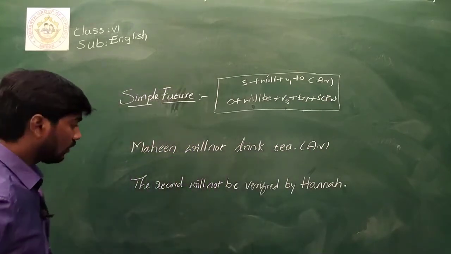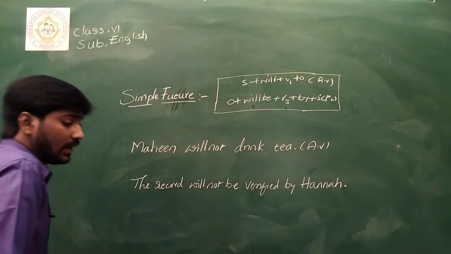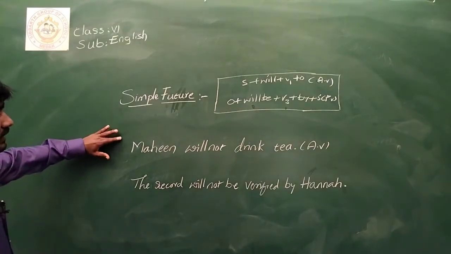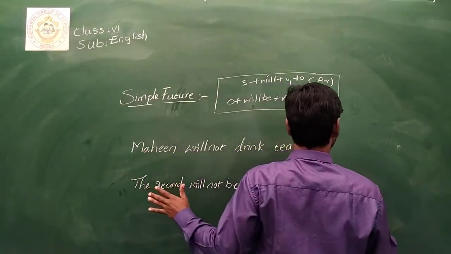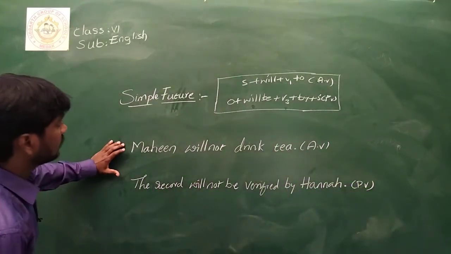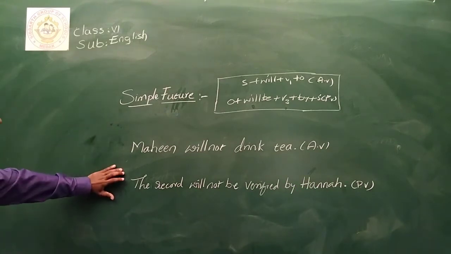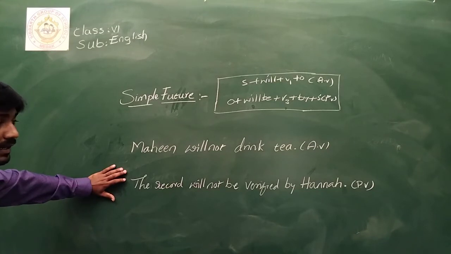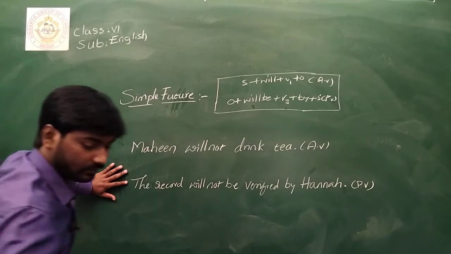So, the record will not be verified by Hannah. So, change this active voice to passive voice, change this passive voice to active voice. Here is your homework in this question form. Mahin will not drink tea. The record will not be verified by Hannah. So, change these two, one is active voice to passive voice, and one passive voice to active voice. Change it. Homework. Okay?